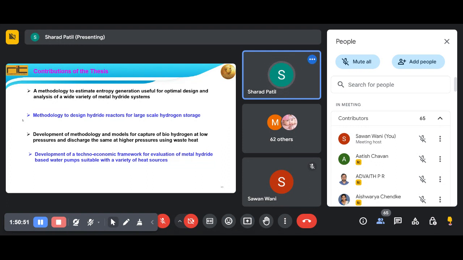So here, my work: a methodology to estimate entropy generation, useful for optimal design and analysis of a wide variety of metal hydrides, is developed. Then a methodology to design hydride reactors for large scale hydrogen is developed. And methodology and models for capturing biohydrogen at low pressure and temperature are developed. Then a techno-economic framework for evaluation of metal hydride-based pumps suitable for a variety of heat resources. These are my new inventions which have contributed to society. One can use these new inventions and go ahead with this data or research findings for further findings. So like that, these points are there.